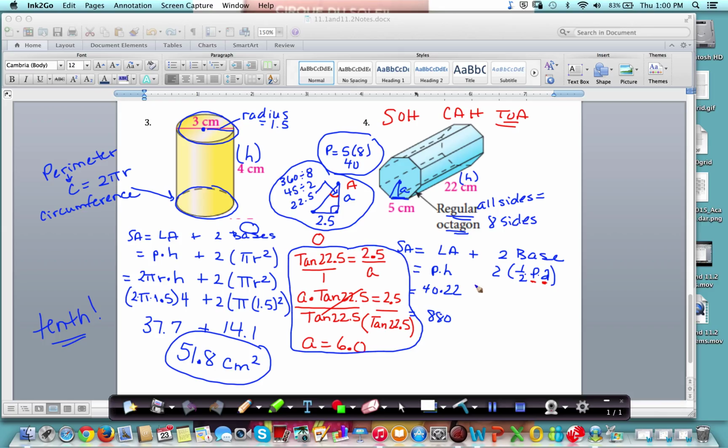So that's important. So to finish out our formula, plus 2 times 1/2. Perimeter is 40. The apothem was 6. So 40 times 6 times 1/2 is 120 times the 2. So 880 plus 240 gives me 1120 centimeters squared. And that's how you use your formulas.